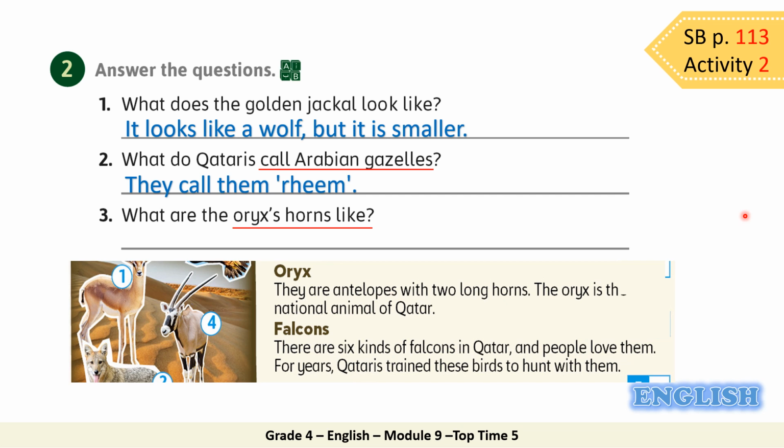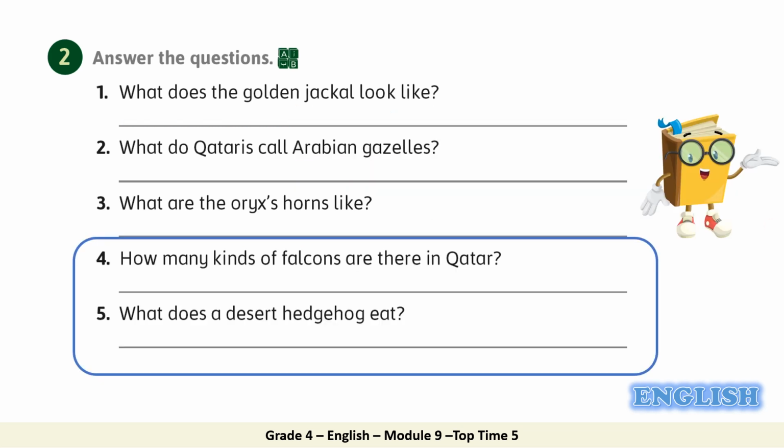What are the oryx's horns like? And in here I'm not talking about the Arabian gazelle. I'm talking about the oryx, which is animal picture 4. And since my keywords are oryx's horns, I have to go to the paragraph that talks about oryx. Check the word horns. Did you find it? They are antelopes with 2 long horns. So I can write my answer and can say they are long. Well done. And now try to find the answers to question 4 and 5 in the same way.